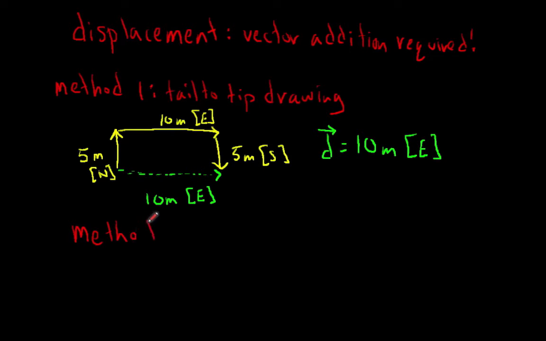Method 2 is when we do math with the plus or minus signs.